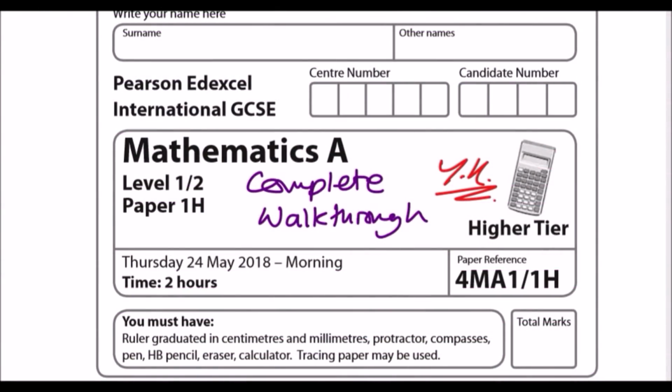So here we'll be going through a complete walkthrough of the IGCSE Edexcel Maths A Paper 1H. Okay, and this occurred in the May-June 2018 series. And for you guys who don't know, this is exclusively the higher tier for the new spec.